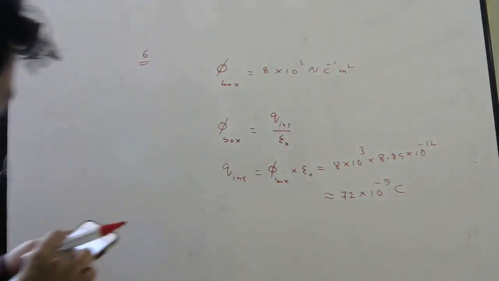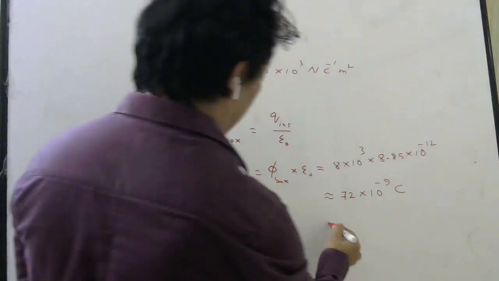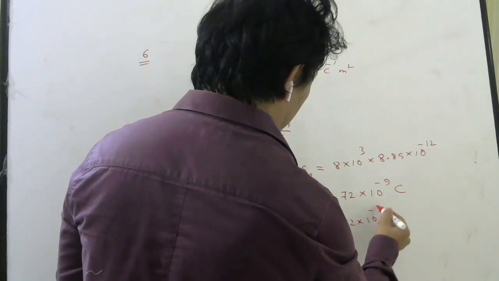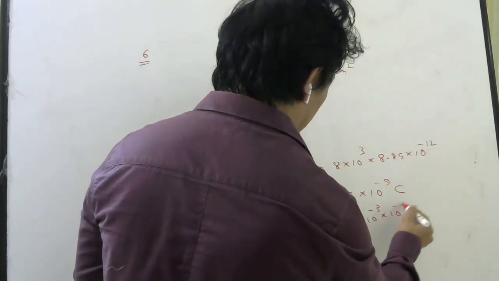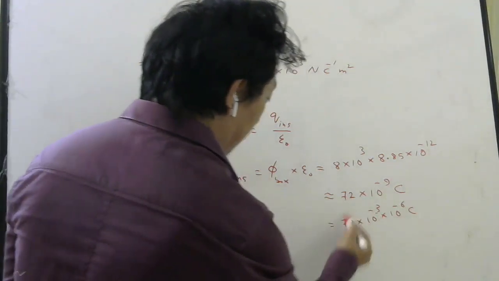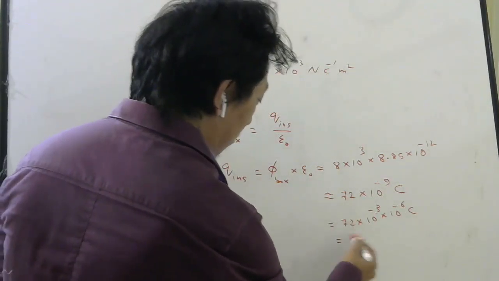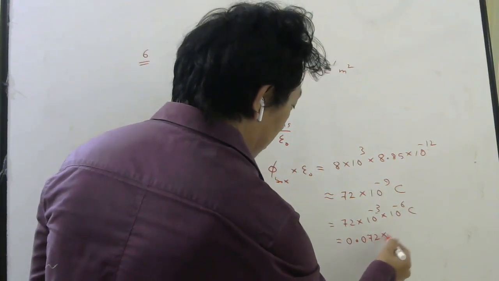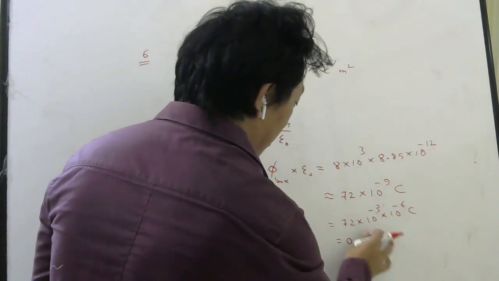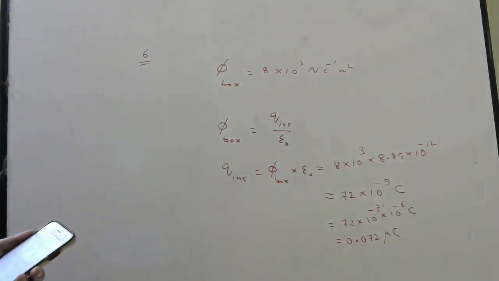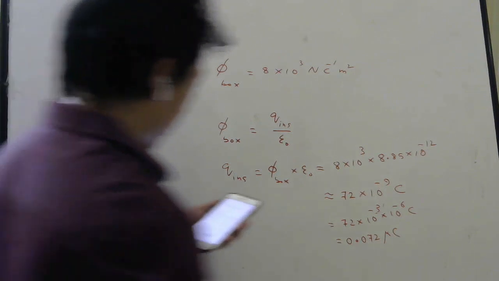Now they want the answer in terms of microcoulomb. So if I write this as micro, this will be 72 into 10 power minus 3 into 10 power minus 6 also I can write. 10 power minus 3 means divide by 1000. So if I divide 72 by 1000, it will be 0.072 into 10 power minus 6 Coulomb, which is microcoulomb. So which is the closest answer? 0.07 microcoulomb, option B.